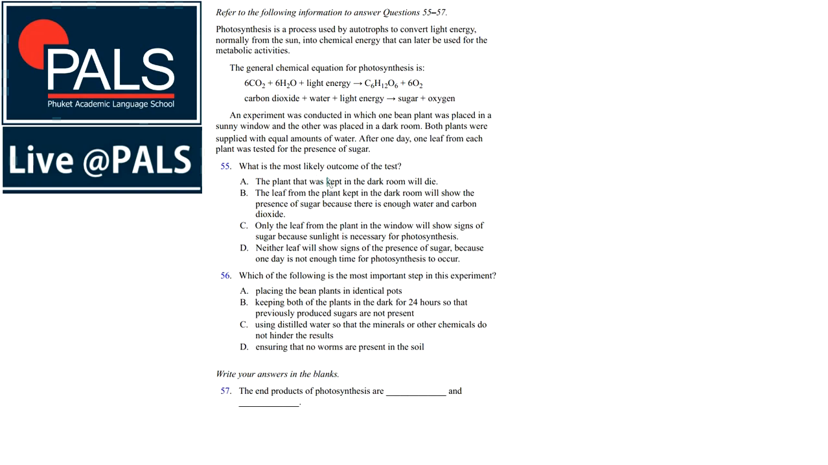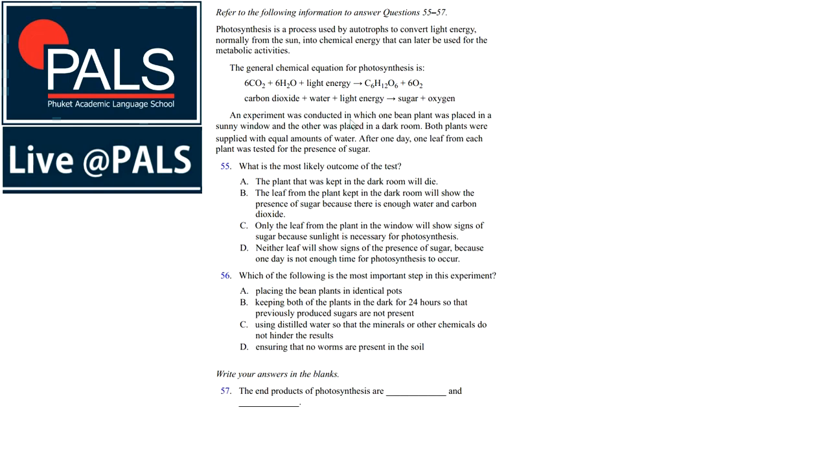What is the most likely outcome of the test? The plant that was kept in the dark room will die. The leaf from the plant kept in the dark room will show the presence of sugar because there is enough water and carbon dioxide. Only the leaf from the plant in the window will show signs of sugar because sunlight is necessary for photosynthesis. Neither leaf will show signs of the presence of sugar because 1 day is not enough time for photosynthesis to occur.